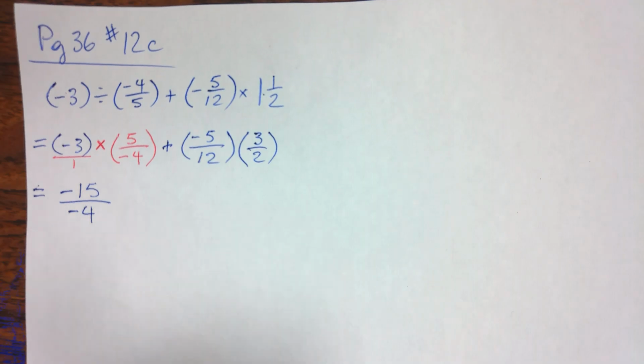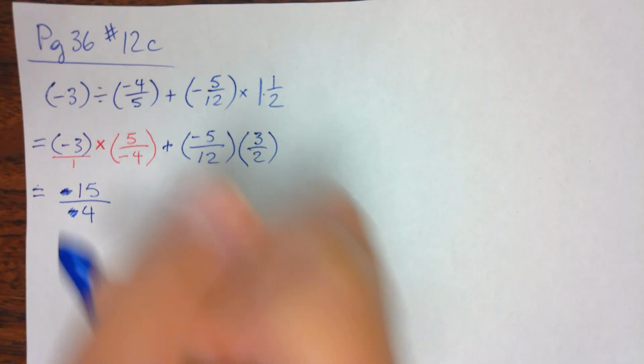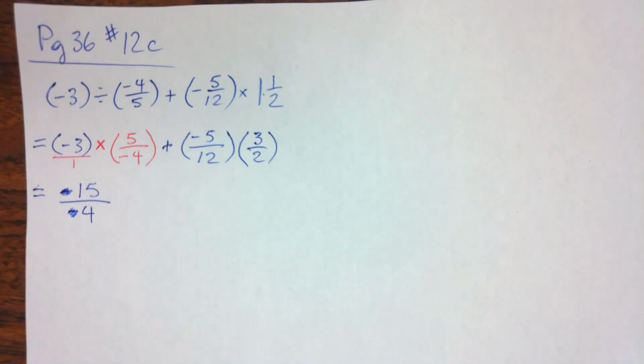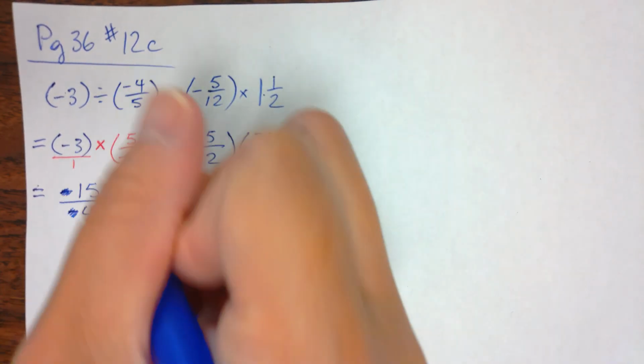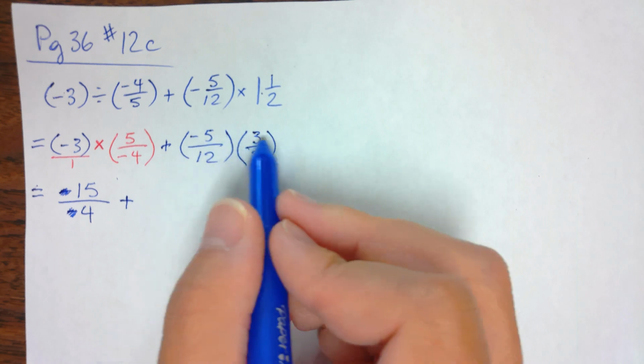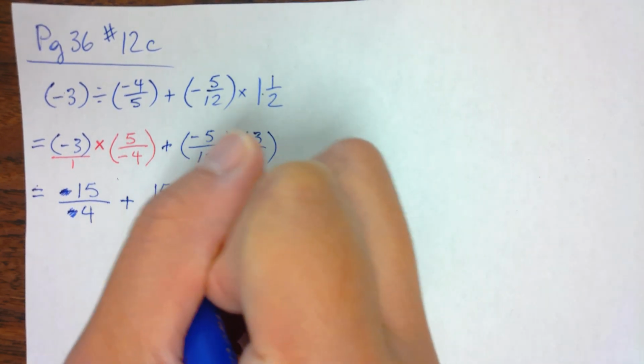Okay, what happens to the two negatives? Positive. So it just becomes positive. I can just cancel those out. So it's just 15 over 4. And then, here, I'll do it one at a time. So then 15 over 24. Oops.